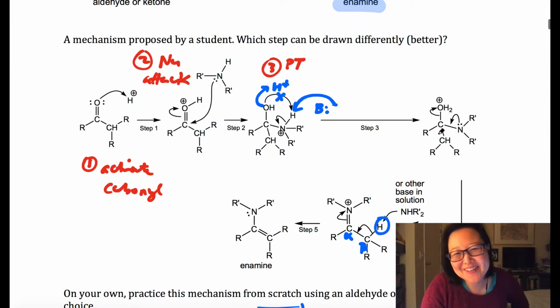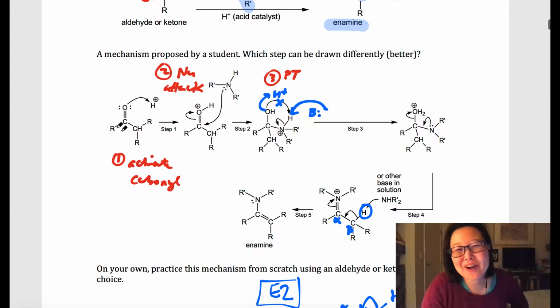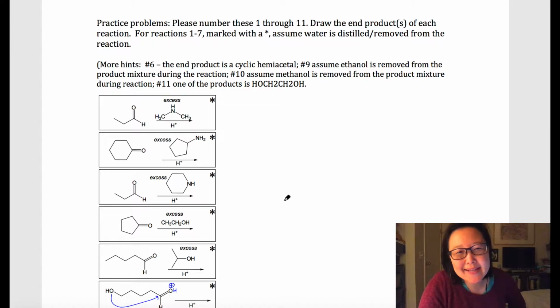Now, you're lucky we didn't write this mechanism out. So please, on your own, write it out on a separate sheet of paper and be able to do that from scratch. Okay, so now we're at some practice putting this all together. I think at this stage, before you do this practice, go ahead and write out your mechanisms, like I said, for all the reactions we've covered so far with the carbonyl group and a nucleophile. That includes nucleophilic addition as well as nucleophilic addition elimination.